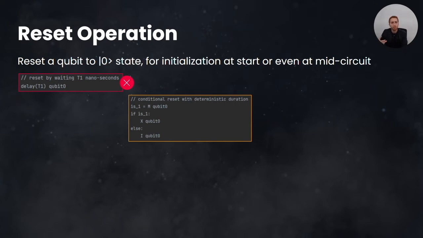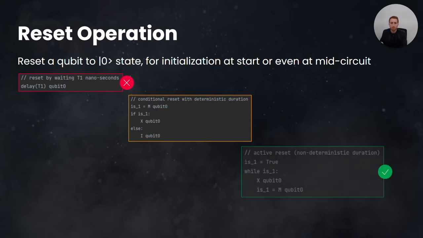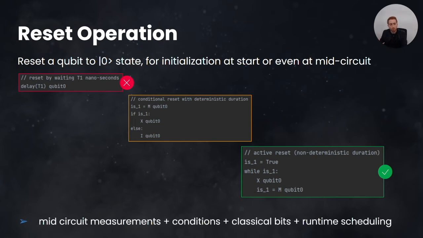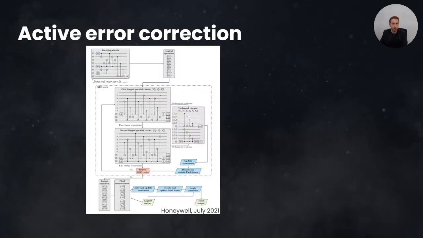Okay, so you might say, let's measure the qubit, let's add mid-circuit measurements and real-time conditionals. Measure the qubit. If it's excited, do an X gate. If it's not, just do the identity gate. But again, this assumes that the X gate is perfect, which it is not, right? So you would like to do something like this. You would want to have some non-deterministic while loop: while the qubit is excited, do an X gate and measure it again, right? So suddenly now we need classical bits to store the information. Suddenly the scheduling is non-deterministic. It depends on the measurement result.